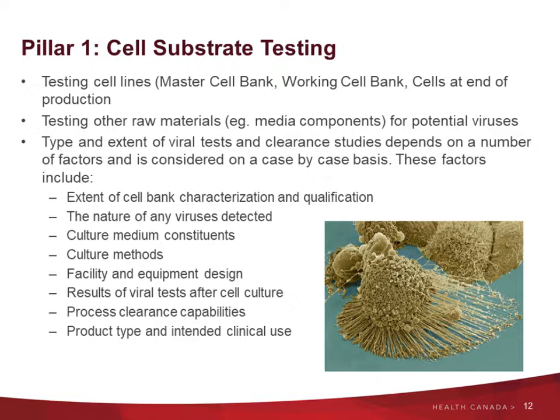So some of these factors include, I'll draw attention to the product type and intended clinical use. So it may be that a product that is for a patient who has undergone and failed two rounds of standard therapy, perhaps chemotherapy, versus a patient or an indication whereby it's a pediatric indication and the patient is otherwise healthy, there may be a different requirement for viral testing. And I'll talk a little bit about that as we go on. It's always a case-by-case basis in terms of how we enforce ICH Q5A.